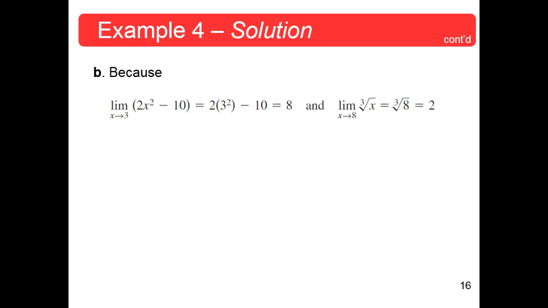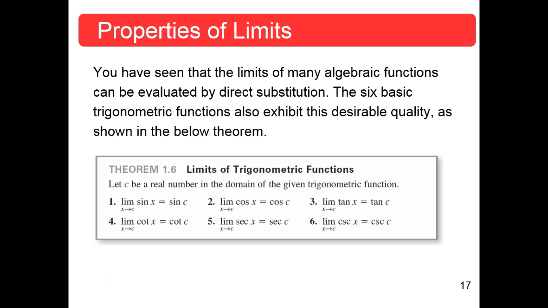Plug in the 3. 3 squared is 9. 2 times 9 is 18. 18 minus 10 is 8. The cube root of 8 is 2. All right. And you can conclude that. Okay, good for that. Let's move on to theorem 1.6.